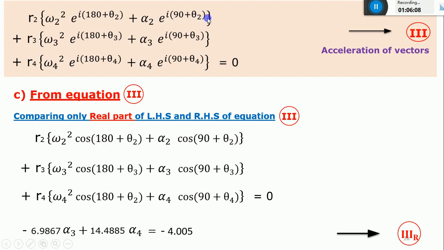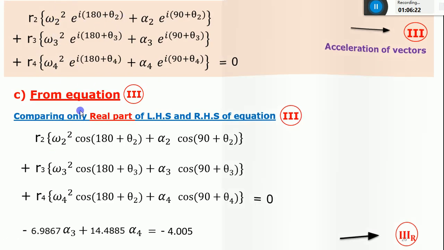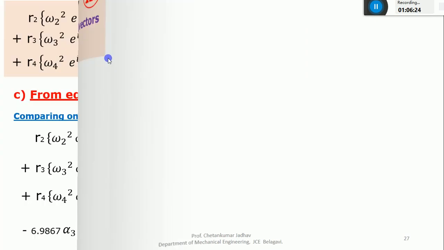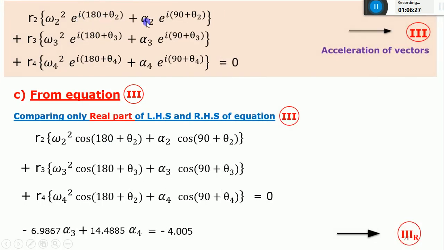Similarly, just simplify this one. That is alpha 2 cos (90 plus theta 2), and take R2 inside. If you want R2, just keep R2 outside only. Just write the real part of this one, that is omega 2 square cos (180 plus theta 2), alpha 2 cos (90 plus theta 2). Just keep R2 as it is for your convenience. In a similar manner, just write down the real part of this equation as I solved in the exercise problems, on how to write the real part of any equation. Just go through the notes later. I'll share the video also. You'll get the answer.